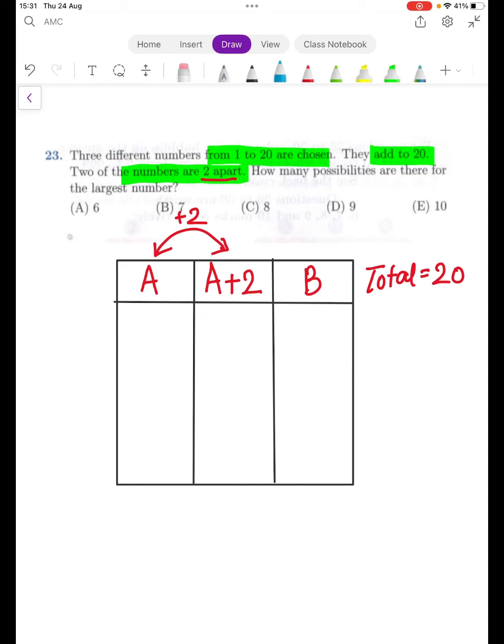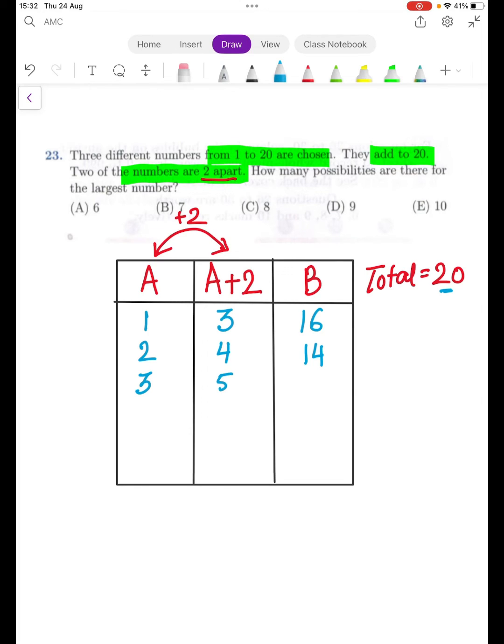Because it's a number from 1 to 20, let's choose the smallest possible number, 1. So if the first number is 1, one of the other numbers has to be 3, 2 apart. 1 plus 3 is 4. That means to make a total of 20, we need a 16 here. This is one of the possibilities. Now let's go to the next one. If this is 2, the other one has to be 4. That's 6. That means the third number has to be 14 to make a total of 20.